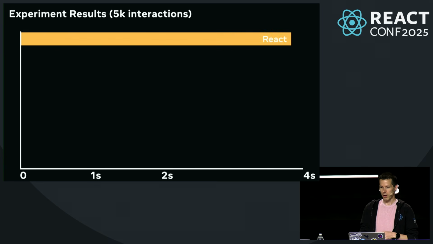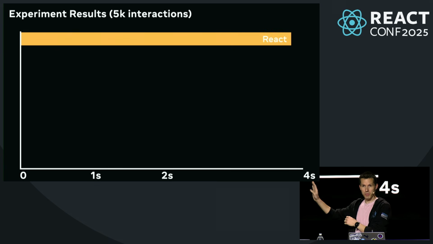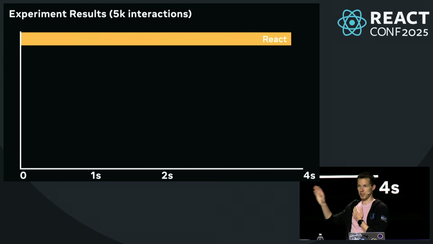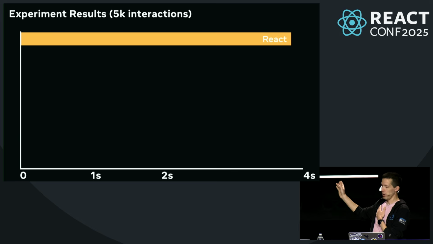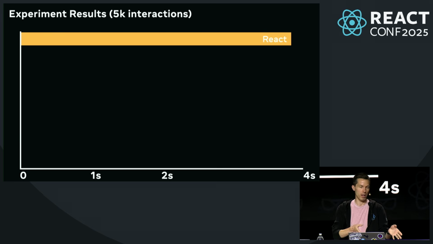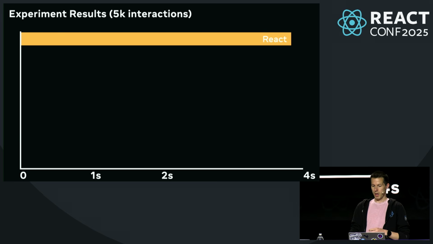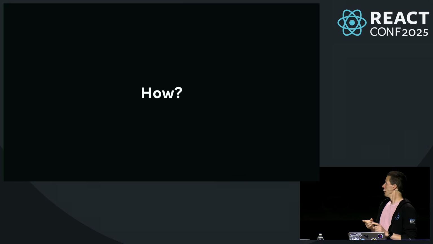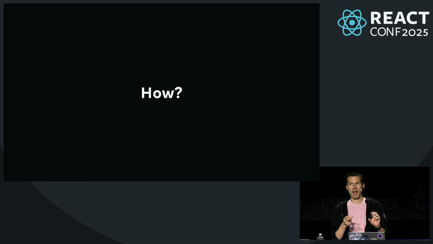Okay, so baseline, first the results for React. Now this version has minimal manual memoization. And remember, this is 5,000 interactions taking just shy of 4 seconds on my laptop. And here's the result for React compiler. Yeah, not bad, right? We were pretty happy. Like, whew, okay, we can probably keep our jobs. So that's awesome. How, though?